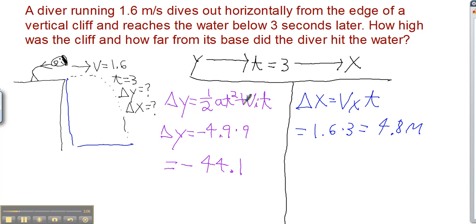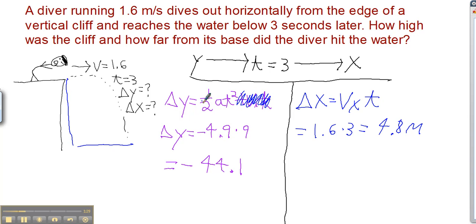1/2 at squared plus vit. And in this case, once again, the starting velocity was 0 in the y direction. I know he jumped out at 1.6, but that was all to the right. So as far as the y direction is concerned, our starting velocity was 0. Vy is 0 when he jumps. So we get to scratch all this stuff out.